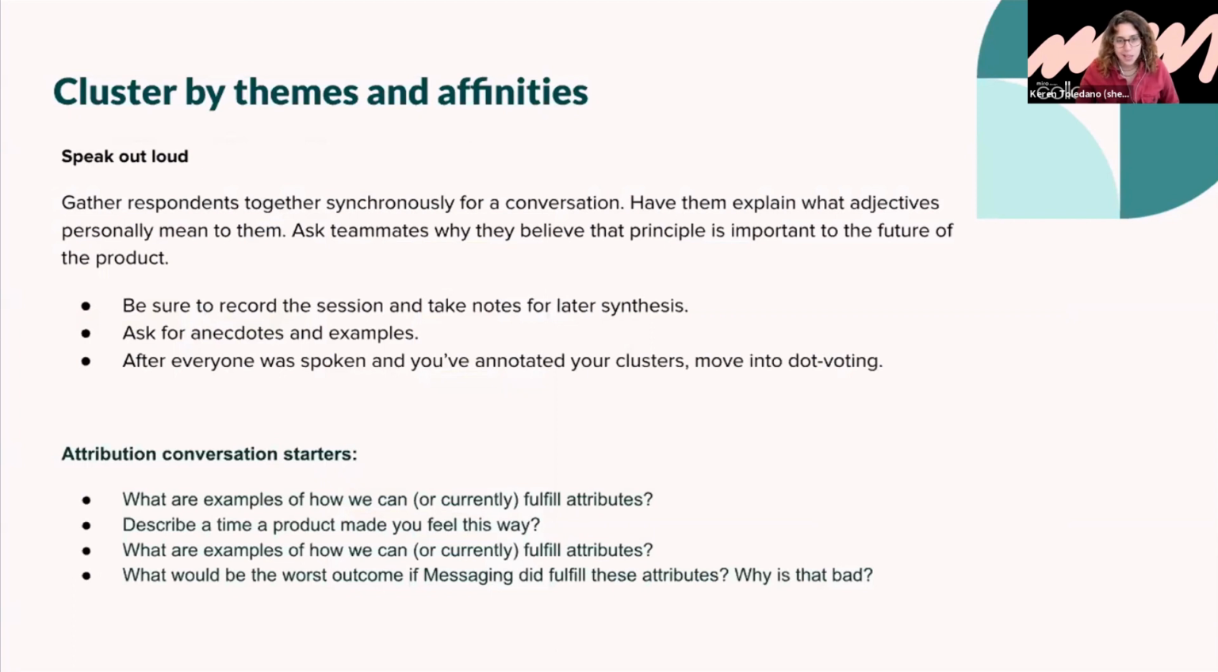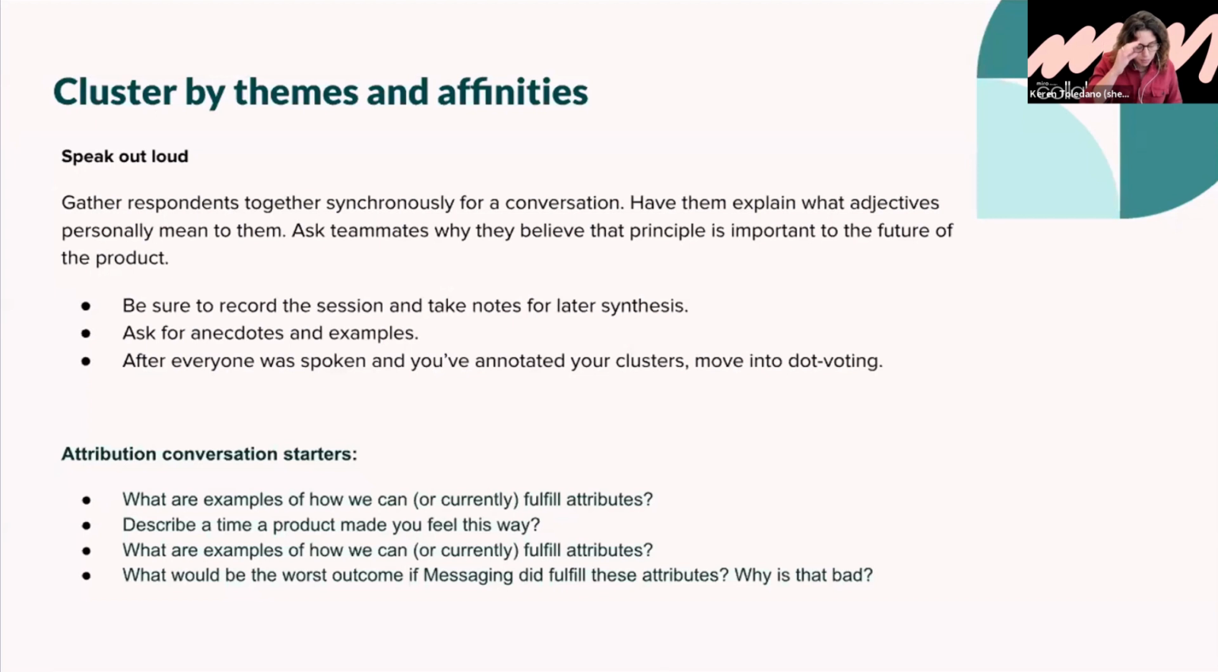You have them explain what adjectives personally mean to them, ask teammates why they believe that the principles are important to the future of our product. It's important that you record this session and take copious notes, because this is going to serve as the base for your actual principles. Provide some conversation starters like, what are examples of how we currently fulfill these attributes today? Describe a time that the product actually made you feel this way. What are examples of how we can actually fulfill this attribute?